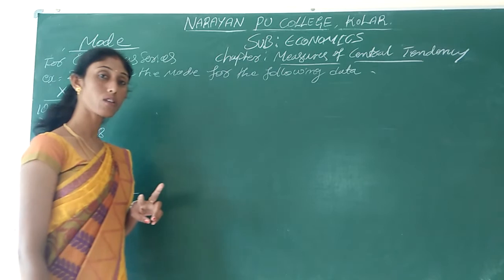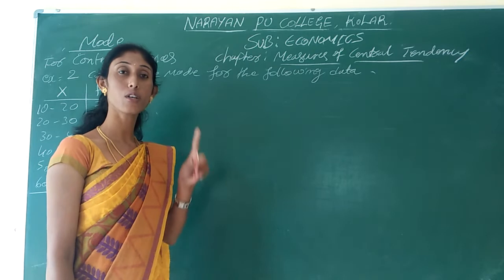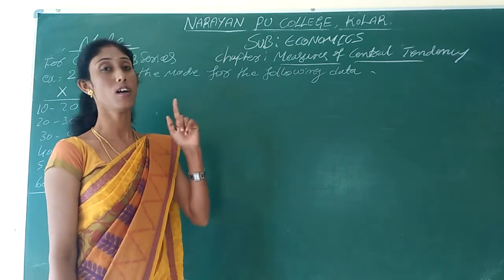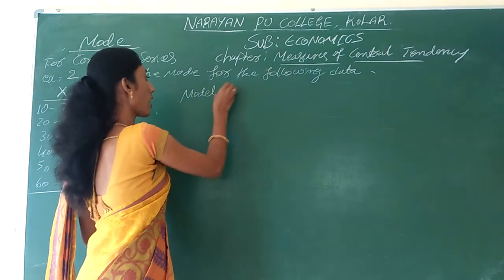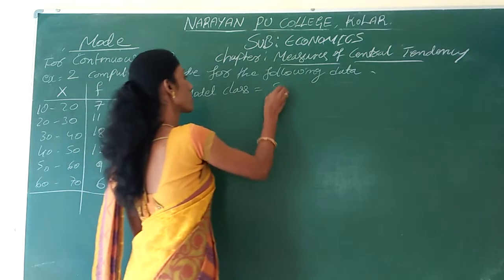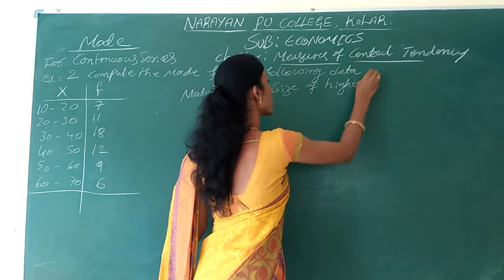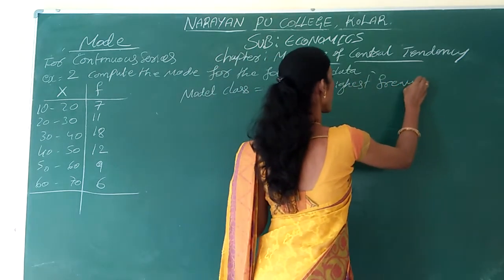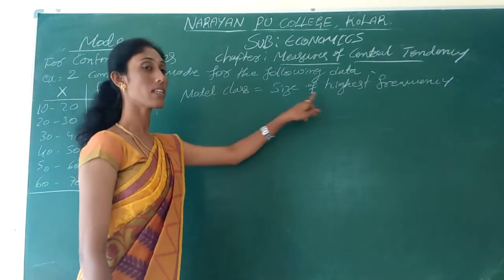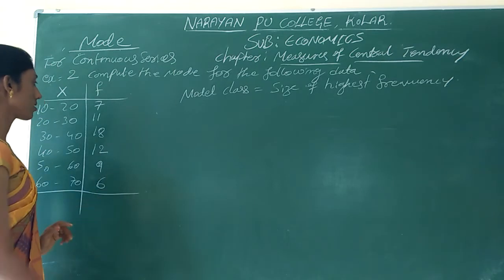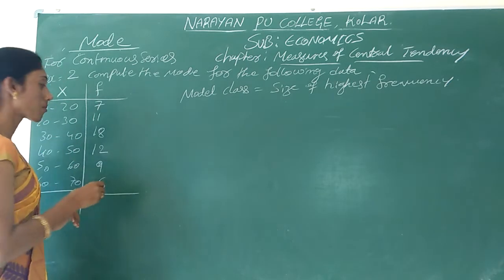To calculate the mode, we have two formulas. First, we need to use the formula to find the mode class. The formula is: mode class equals the size of the highest frequency. Here the highest frequency among all is 18 compared to the other frequencies. 18 is the highest frequency.